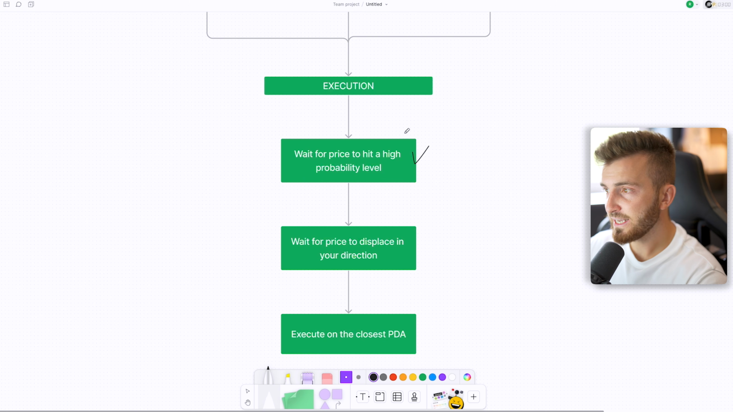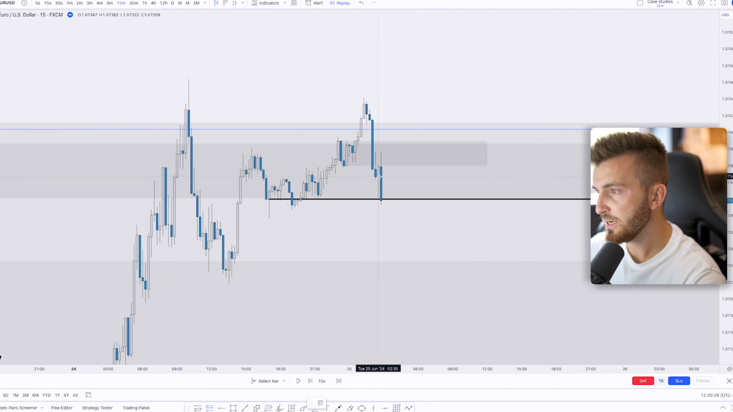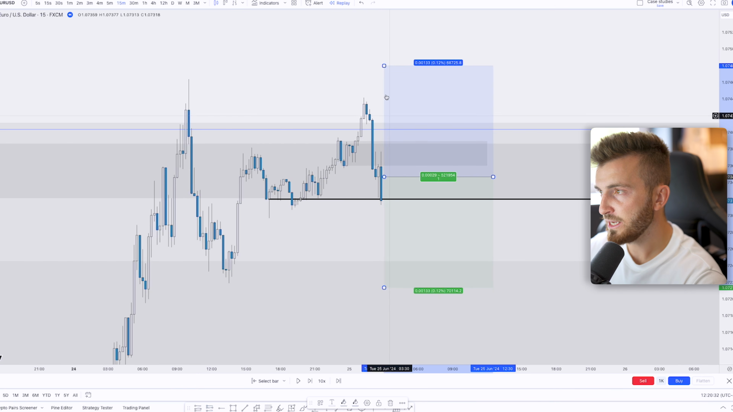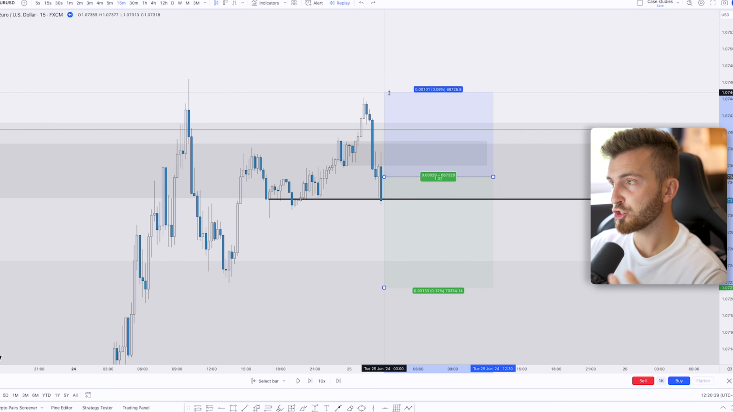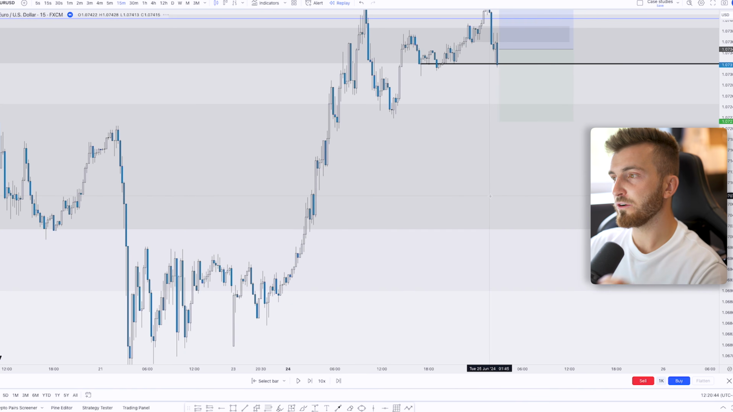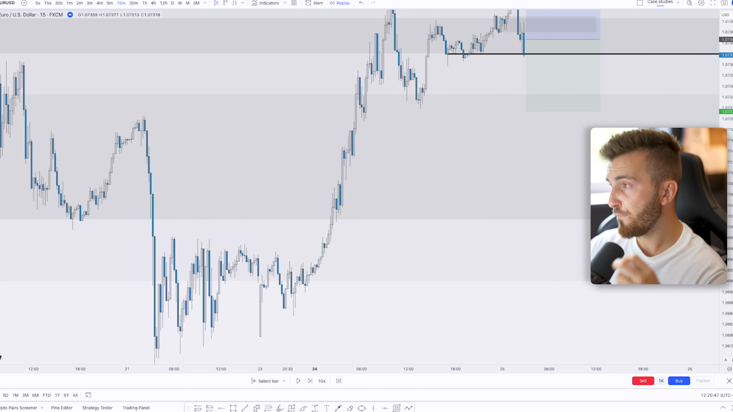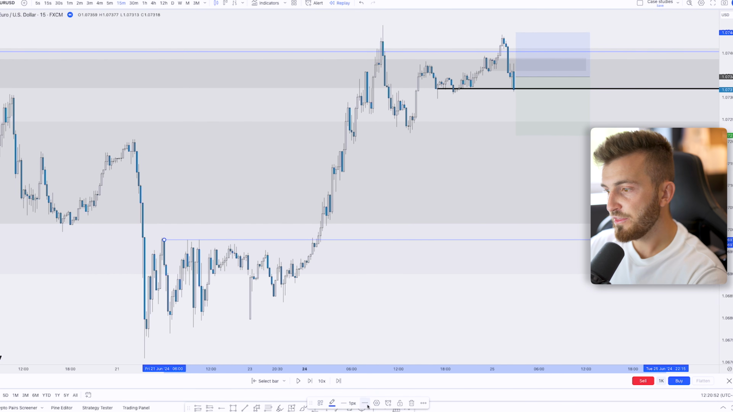We have price hitting a high probability level, displacement in our direction, and then executing on the closest PD array. Well, the closest PD array is this order block right here. If you don't want to enter in this first order block, which you could have already done, then you put your stop loss above the high. Then you ask yourself, what do I want to target? Well, for me, I personally target this accumulation.